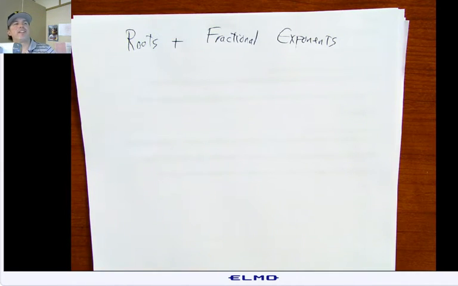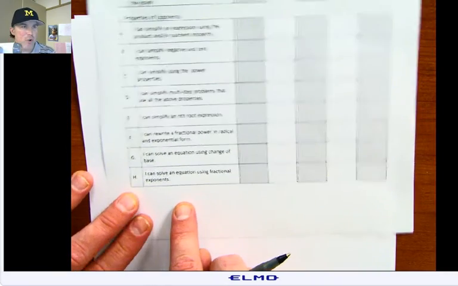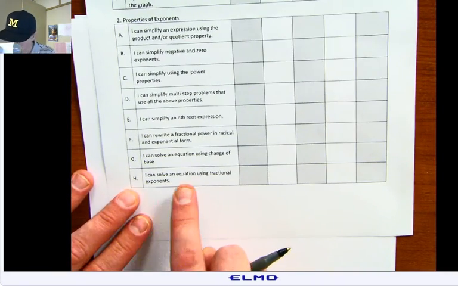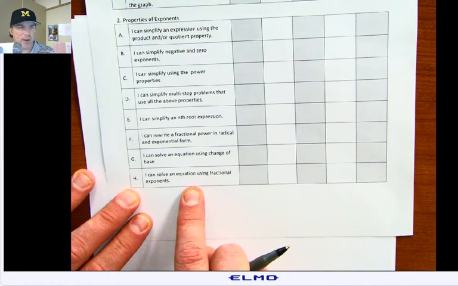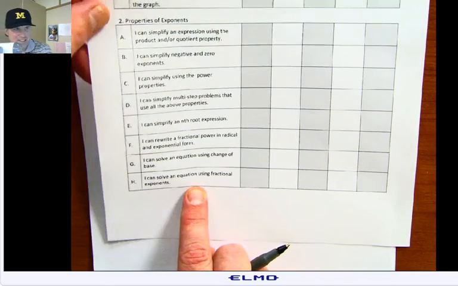Anyway, today's lesson is called Roots and Fractional Exponents. We're going to need this for a couple different reasons. If we look at our objective sheet, this is specifically objective 2H, the last objective on our list. I can solve an equation using fractional exponents. That'll be the last thing that we do with my lesson today.